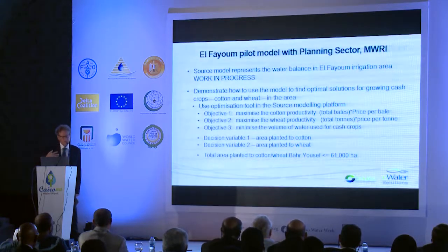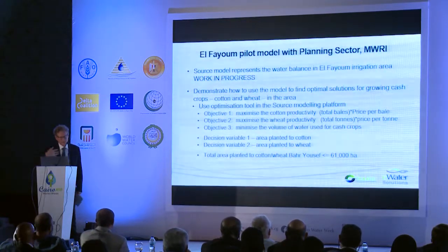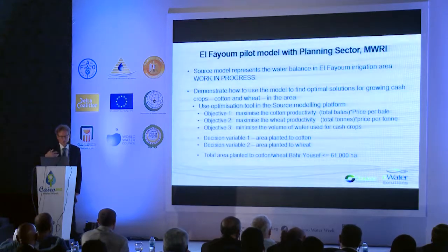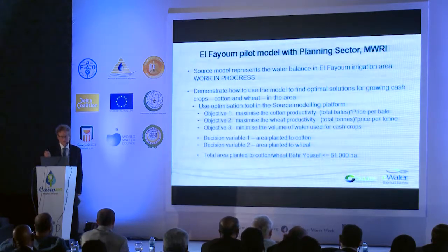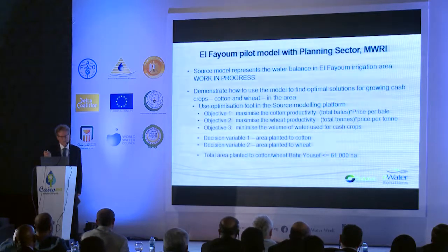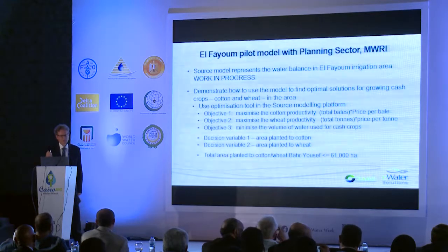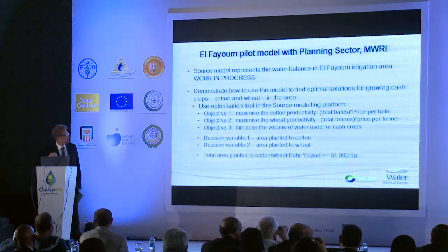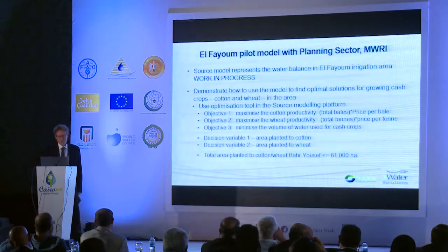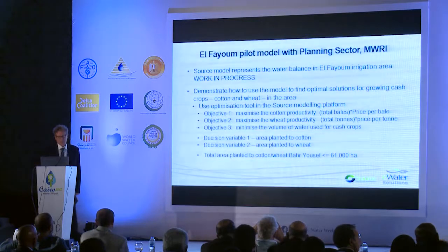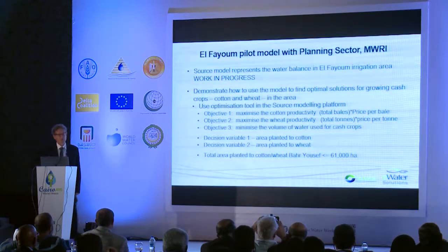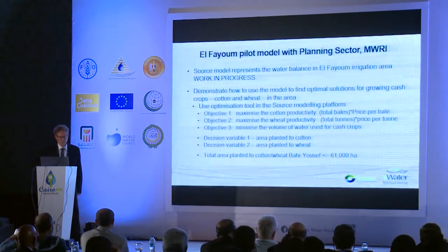So we've developed this model. We're now trying to look at whether we can use it to find optimal solutions for growing cash crops, cotton and wheat in the area. And we have an optimisation tool in the Source modelling platform, and here we're considering three objectives. One is to maximise the cotton productivity, the second is to maximise the wheat productivity, and the third is to minimise the volume of water that we use on the cotton and the wheat.